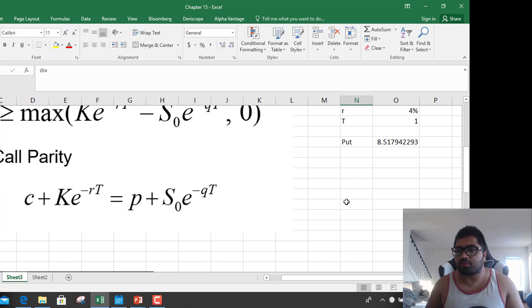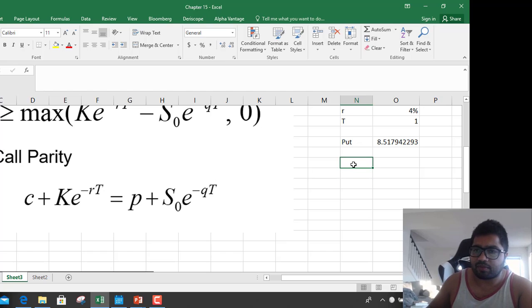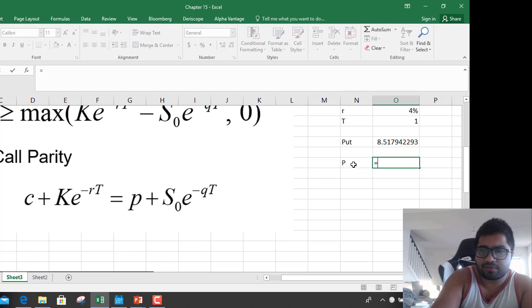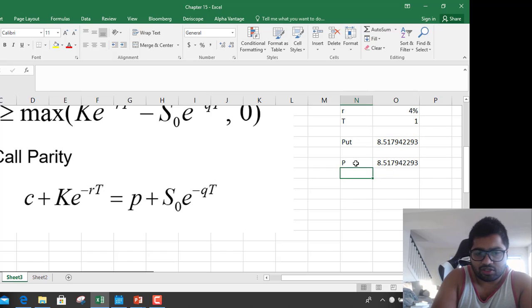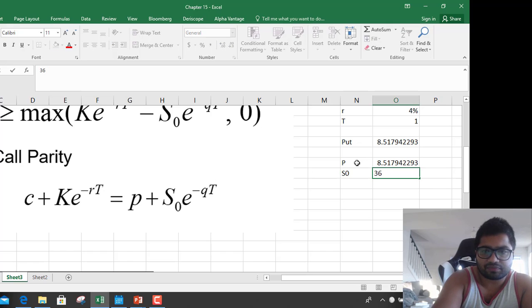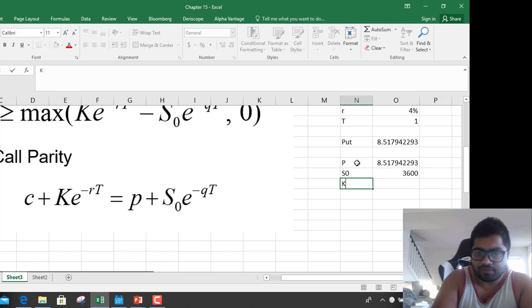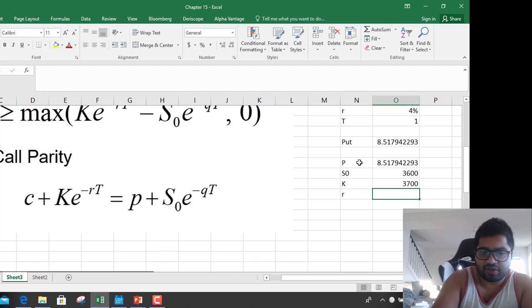Now sometimes they may ask you to do put call parity. So let us say they are asking you, so you have to just put stuff in this formula. They may ask you to calculate call price, they may ask you to calculate put price. So let us say put price is known, put is this one, stock price we know, S0 is 3600, then K is known, K is 3700, then R is risk-free rate 4%, and Q is dividend yield, that is, let's say 1.5%.